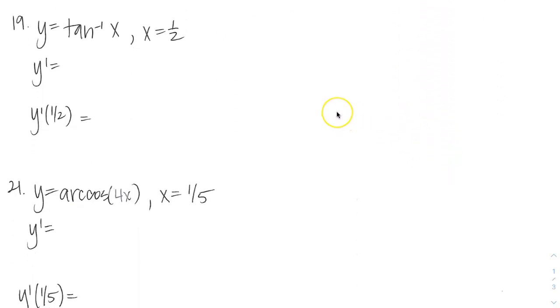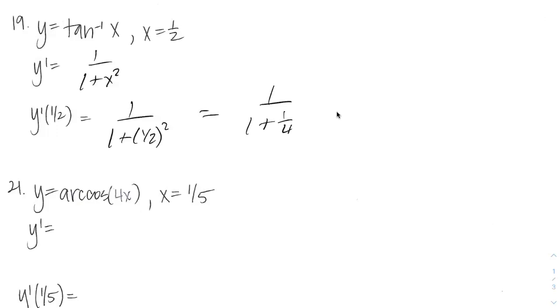Tan inverse, so that's 1 over 1 plus x squared is the derivative. Now we're just doing algebra here. So I get 1 over 1 plus, what am I at? 1 over 4, common denominator. I get 1 over 5 over 4. And then like we talked about before, that bottom goes to the top, so it's 4/5.